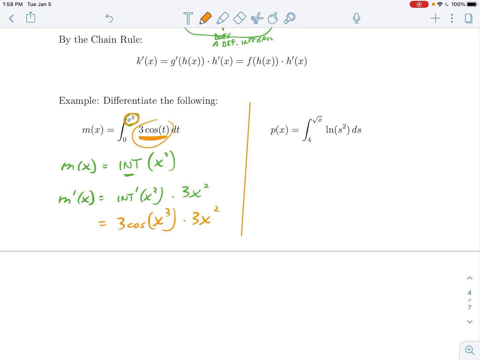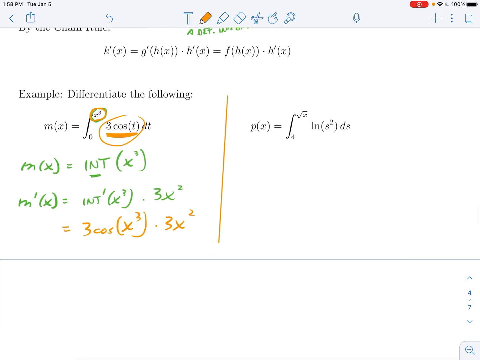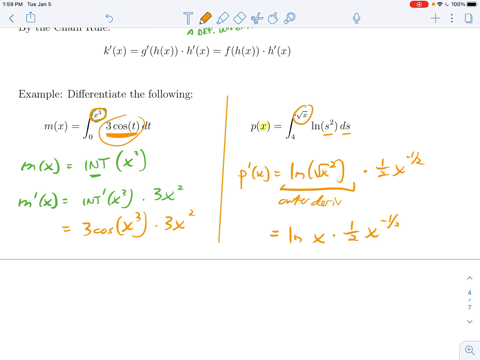So take a moment and try this one. Hit pause, and using the same principles, figure out what would be the derivative of this function. Okay, and let's just note p is a function of x, s is the name of our dummy variable. So my outer function is an integral involving natural log of s squared. My outer derivative would simply be that function, natural log of s squared, where s is root x. But then by the chain rule, I would have to multiply by the derivative of this thing. So this works out to the natural log of x times 1/2 x to the negative 1/2, and we could write that in various ways, maybe like that.